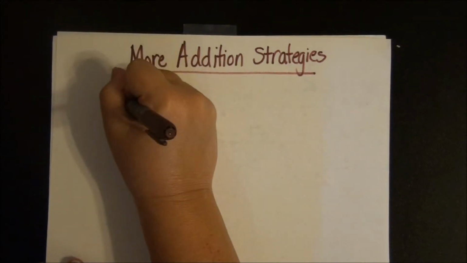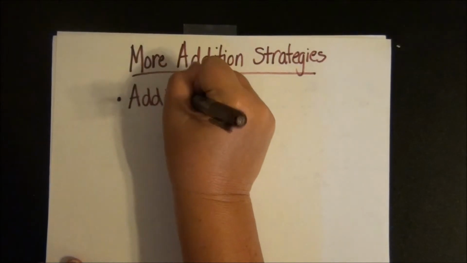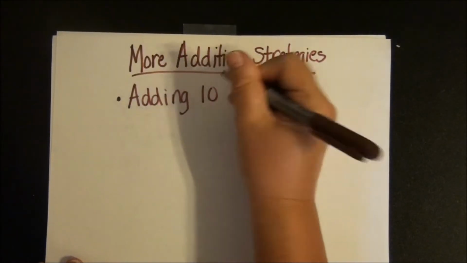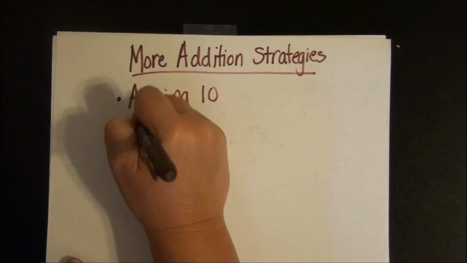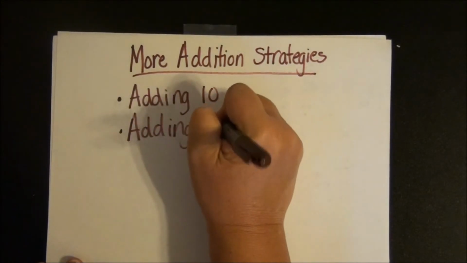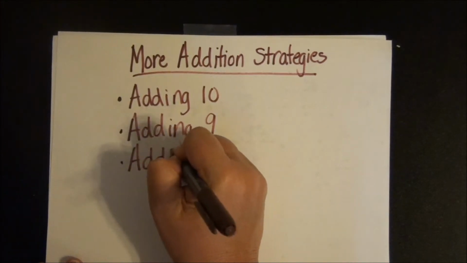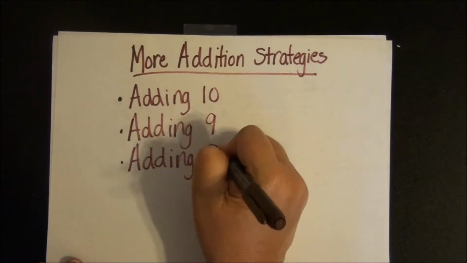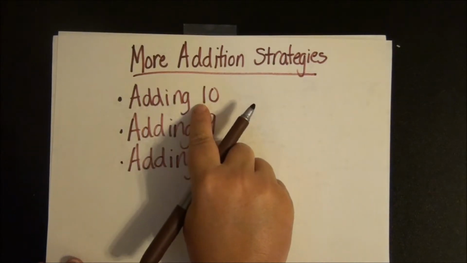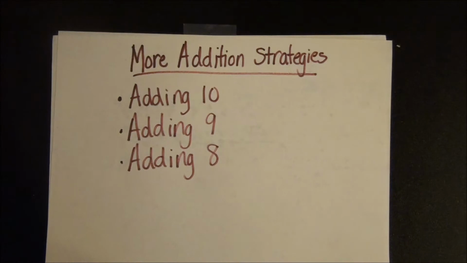Okay, in this video we're going to talk about more addition fact strategies. We're going to be doing adding 10, adding 9, and adding 8. Now, these other 2 strategies, the second 2, rely on you understanding adding 10. Once you can do this, 9 and 8 aren't so tricky.